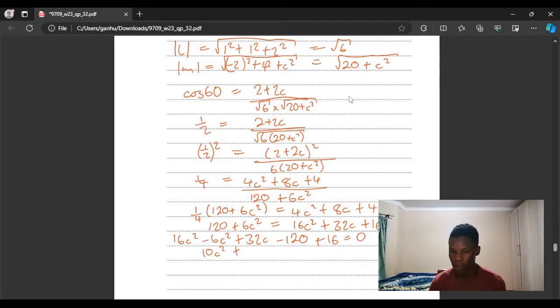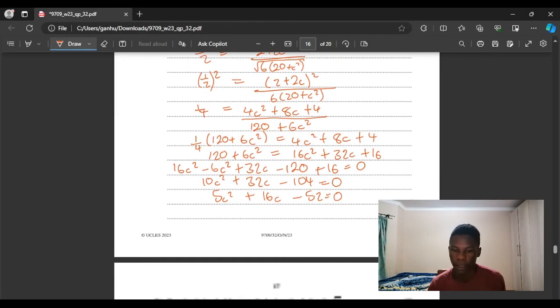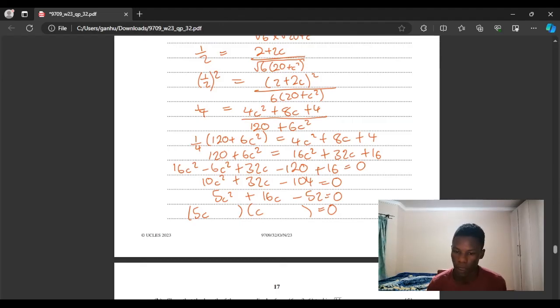This is 10c squared plus 32c minus 104 is equal to 0. Let's divide the whole equation by 2, so that's 5c squared plus 16c minus 52 is equal to 0. And now let's factorize. So that's 5c, c. Okay, so this will be 2, and then this will be 26.